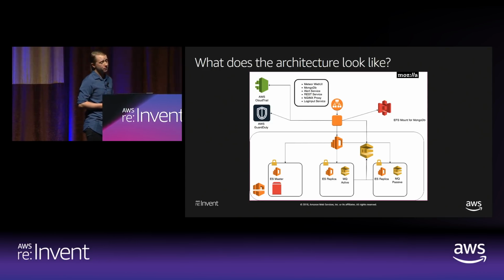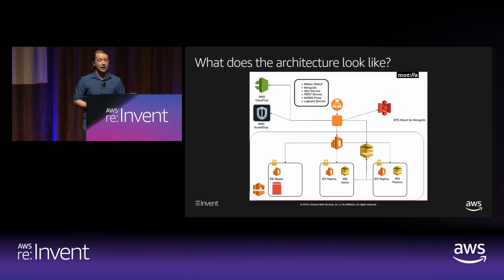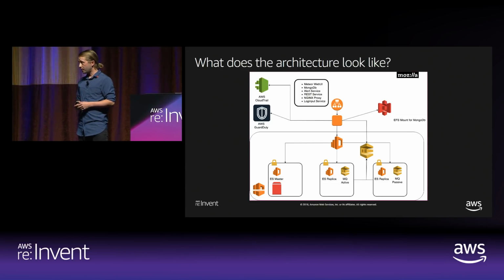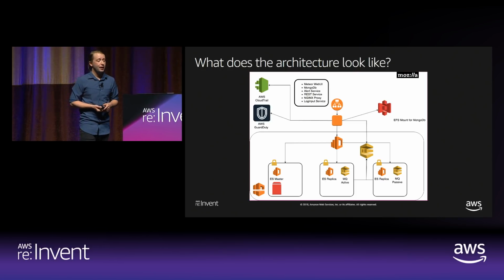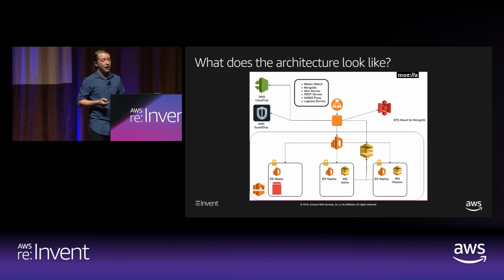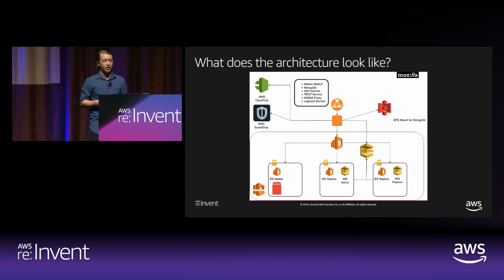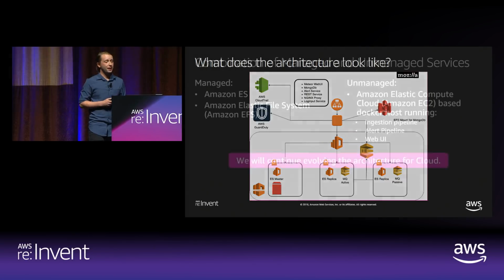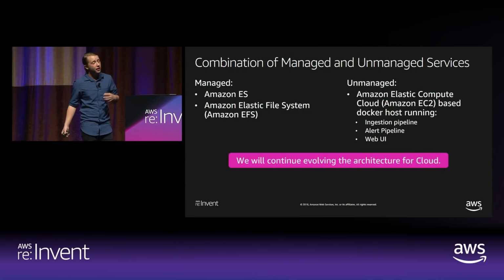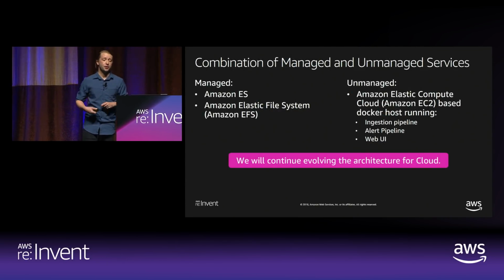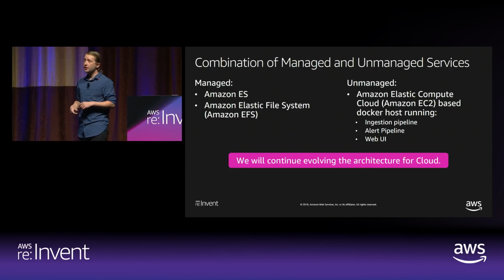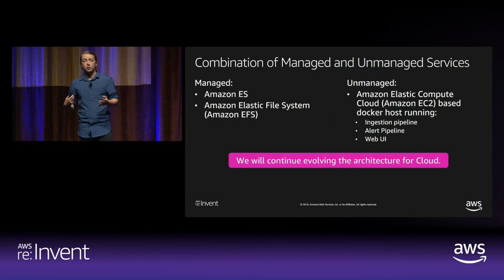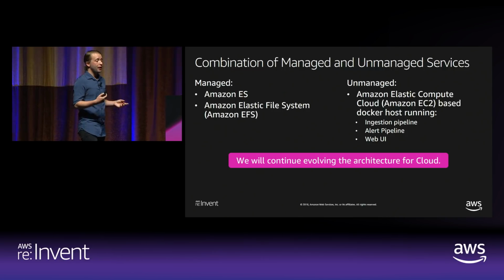We'll spin up a web server that has a nice front end that I'll demo here in a minute. That web server is backed by a Mongo database that's persisted and durable in Amazon EFS, and we'll spin up Amazon Managed ES for you as well for that one store of all those normalized events. So it's kind of a combination of managed and unmanaged services. The unmanaged services here are the MozDef ingestion pipeline that takes in normalized data, enriches the data, the alert pipeline, and the web UI.